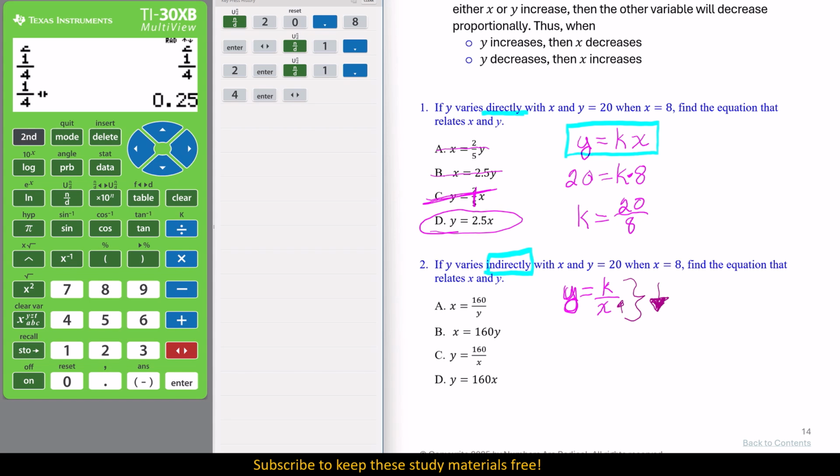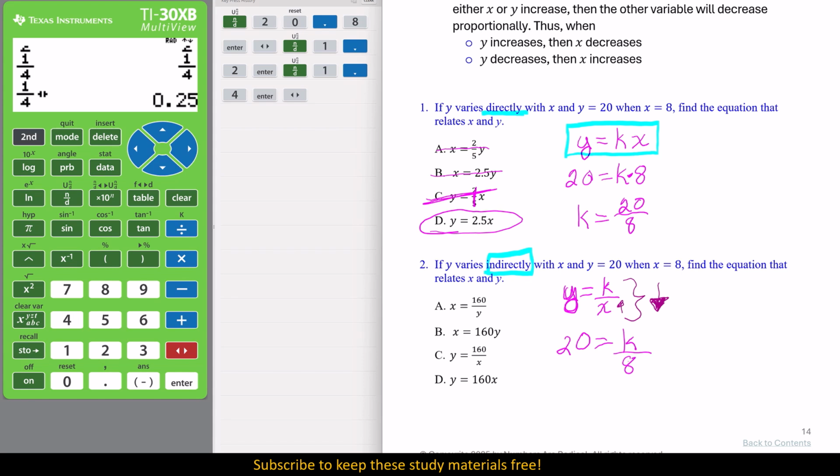Now, let's go ahead and find this k. So we have 20 over here. We have k here over the 8. Well, how do we deal with this? Well, that means we have to multiply both sides by the 8. So then k will equal 8 times 20.